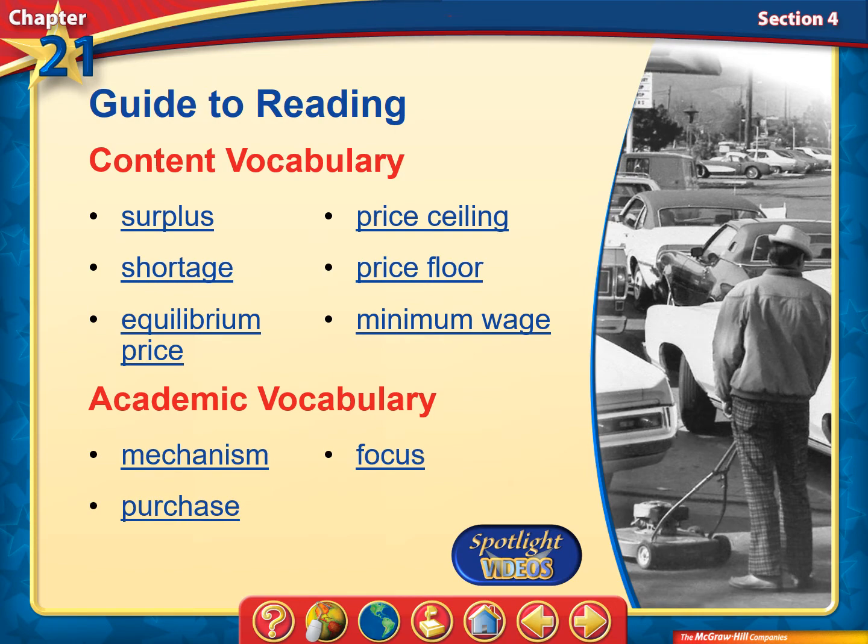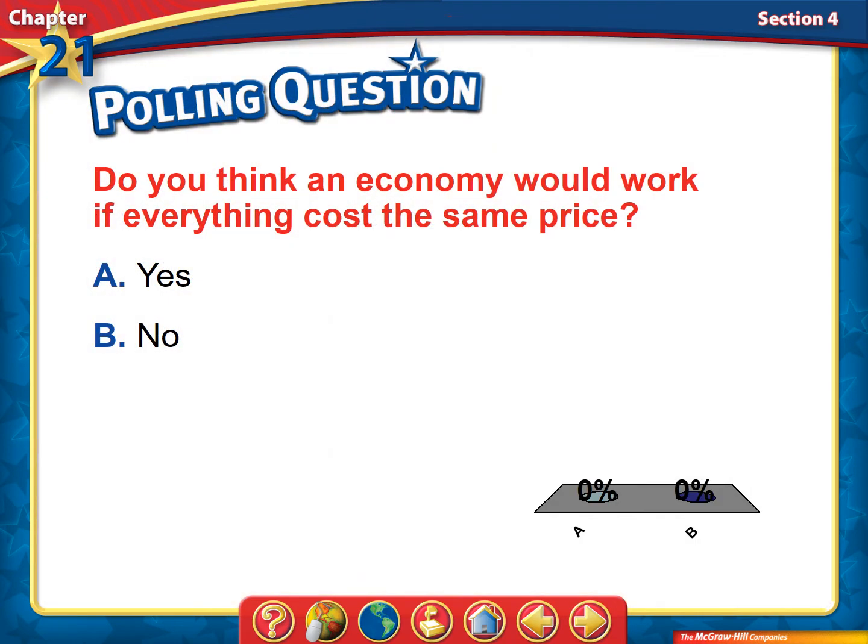So the first question, do you think an economy would work if everything cost the same price? So if you were paid in widgets, that's the economic term. So if you're paid in a widget, that is, you get one widget per day. And if everything in the world just cost one widget, would that even be feasible? So let's think about this.